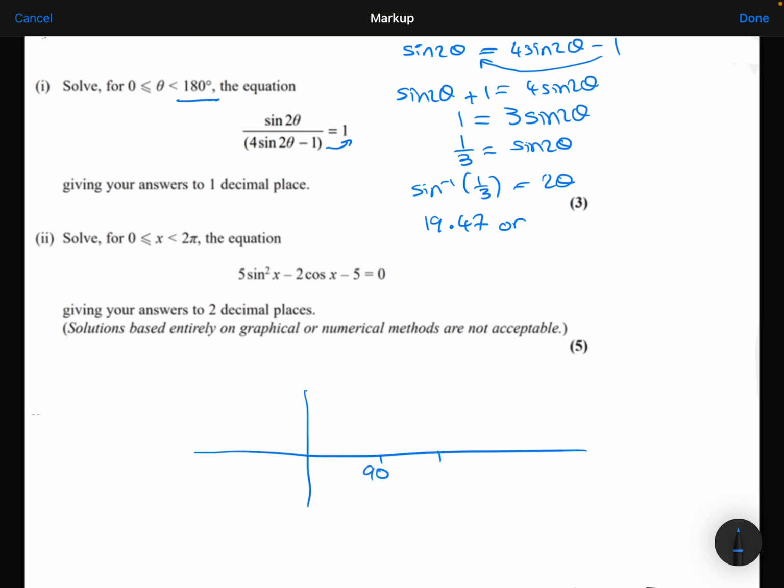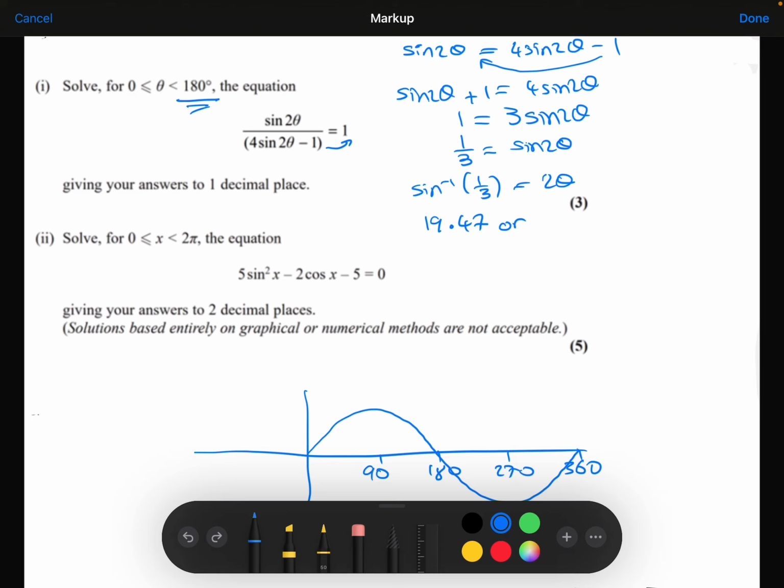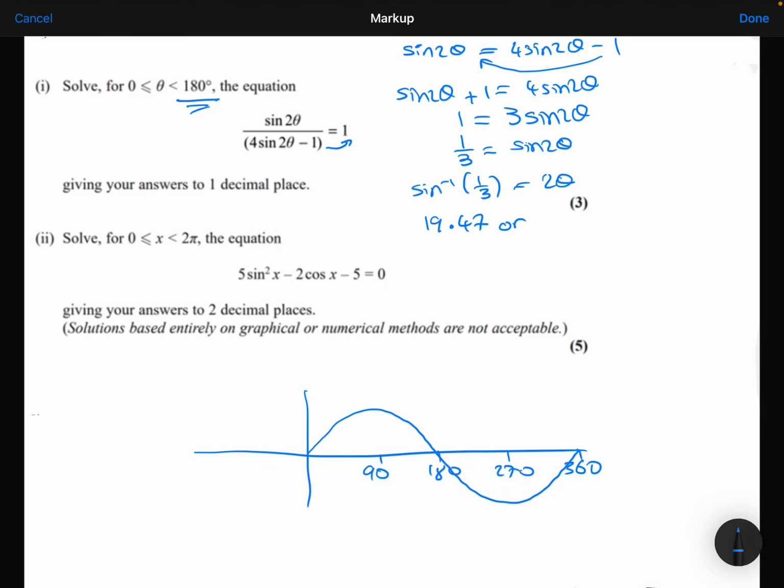So we're going 90, 180. Now I know the question says to go up to 180, but I'm actually going to go up to 360 because I know that in a minute I'm going to be dividing by 2. So let's find the answers that are 2 times bigger than what we need, because we'll divide them by 2 in a minute.